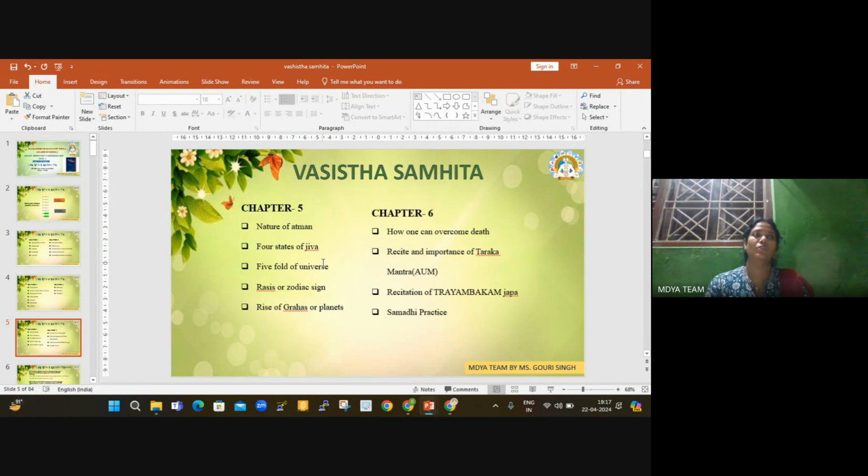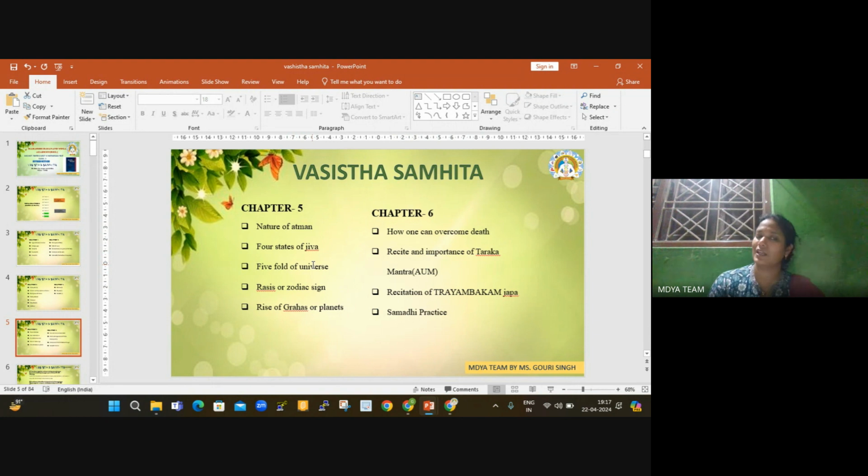How will one know that my death will happen after 2 days or after 1 day, how will one be able to know? Then in chapter 6, the same question is continued. After knowing the death time, how can one avoid that state, or overcome death? Only 3 to 4 solutions are given by Vasistha in chapter 6. The most important thing here for understanding is that chapter 5 is very, very important.